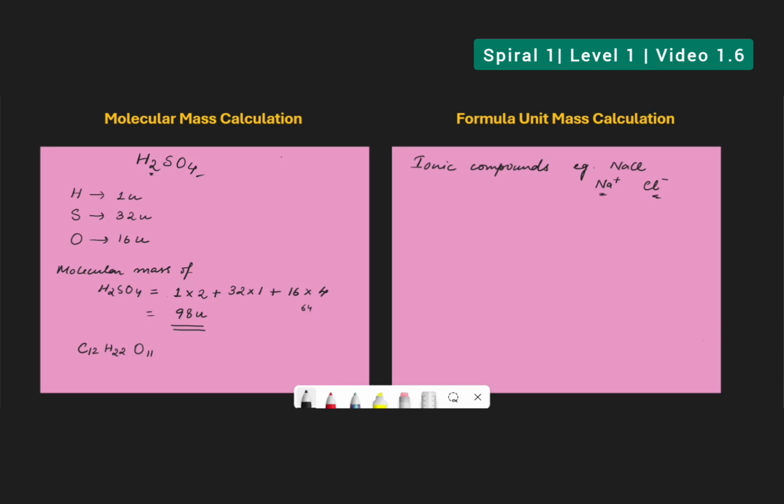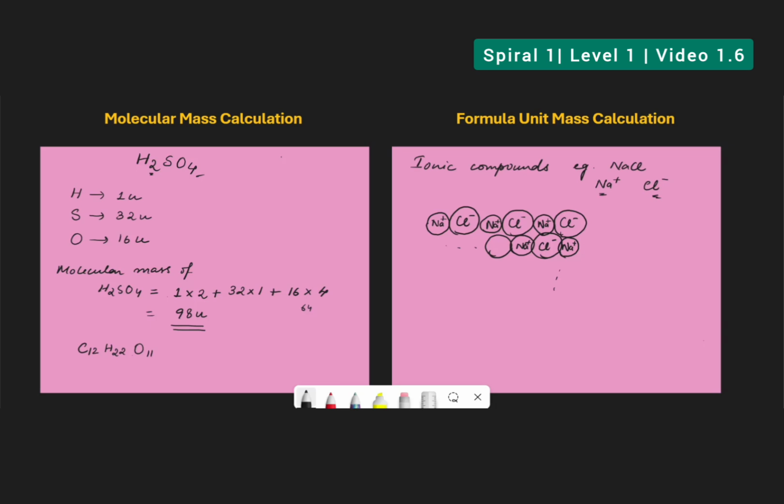So how does that look? The arrangement would be something like this. You see? A large number of these sodium and chloride ions are arranged in this definite manner, and it will continue like this.